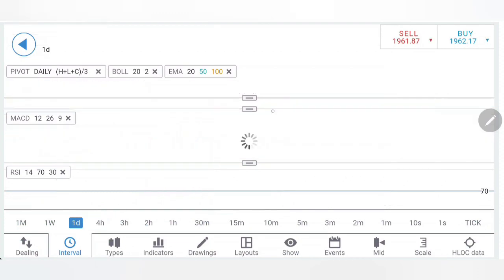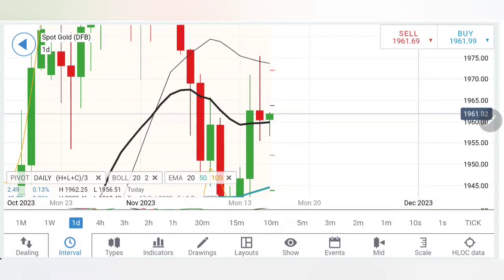RSI has dropped as well. Coming to the daily charts. Now look at daily charts. The preceding candle was a swing candle, and if you look at the candle here, you will find there is a long wick on the upside and a smaller tail.